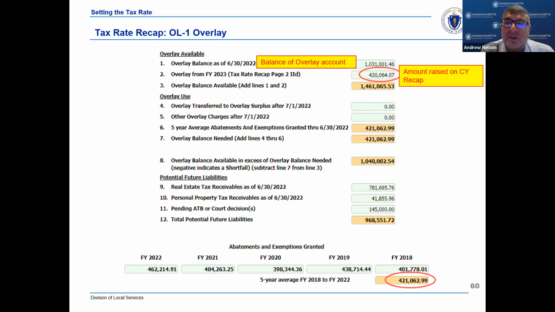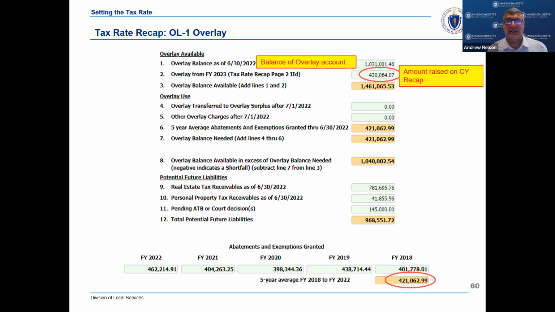They have $1,031,001.46 available in overlay. Their overlay for this year, this is the amount they're raising on page 2, is $430,000. So the two of them together are going to be 1.4 million of overlay available.